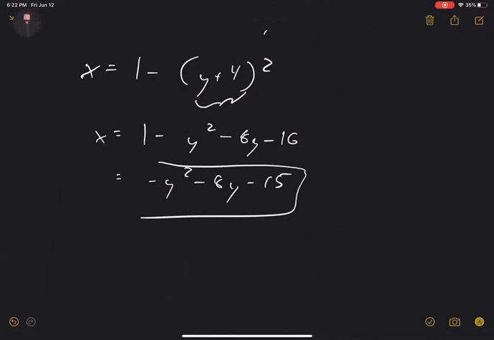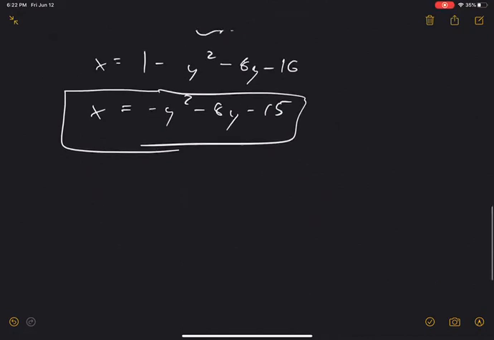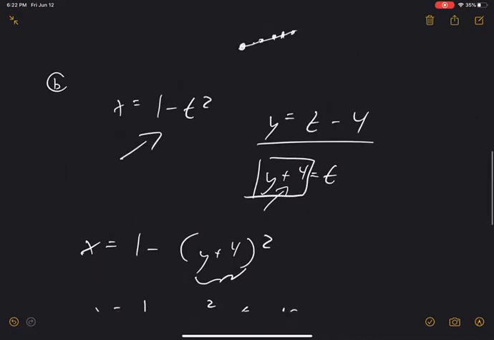And when we write these equations, we don't want to just write this. We want to write x equals. Okay, so you might lose points if you're not writing this whole thing as your answer. So that would be my answer once I eliminate the parameter. So it's really just about solving for t in one of these equations.